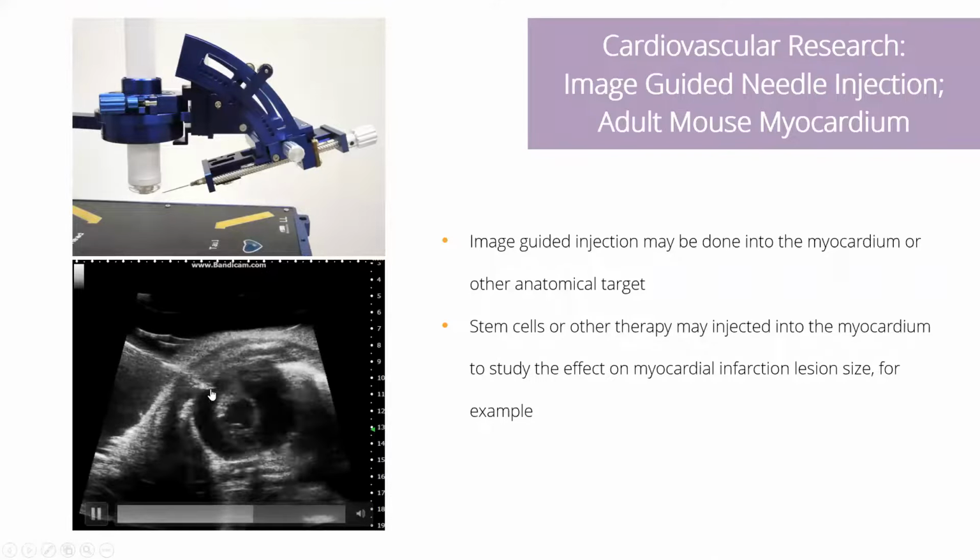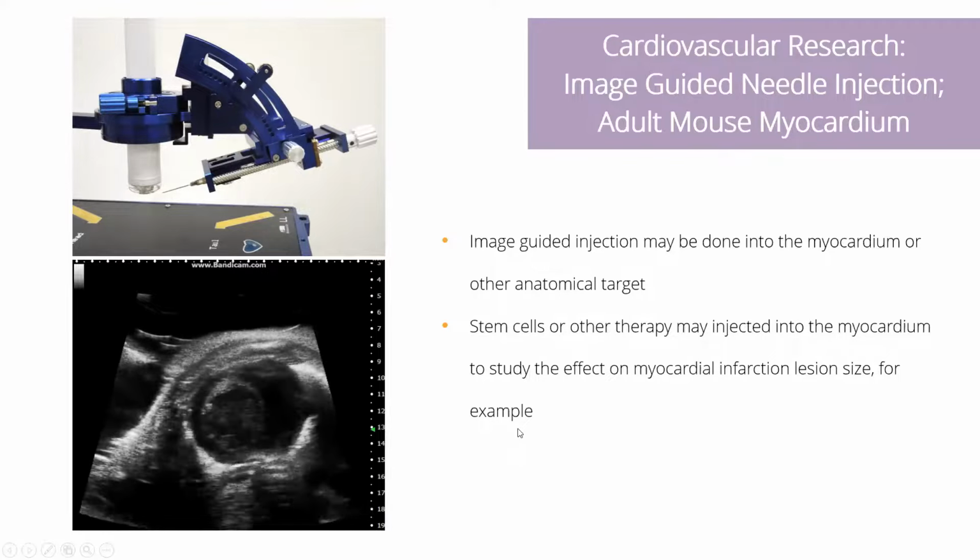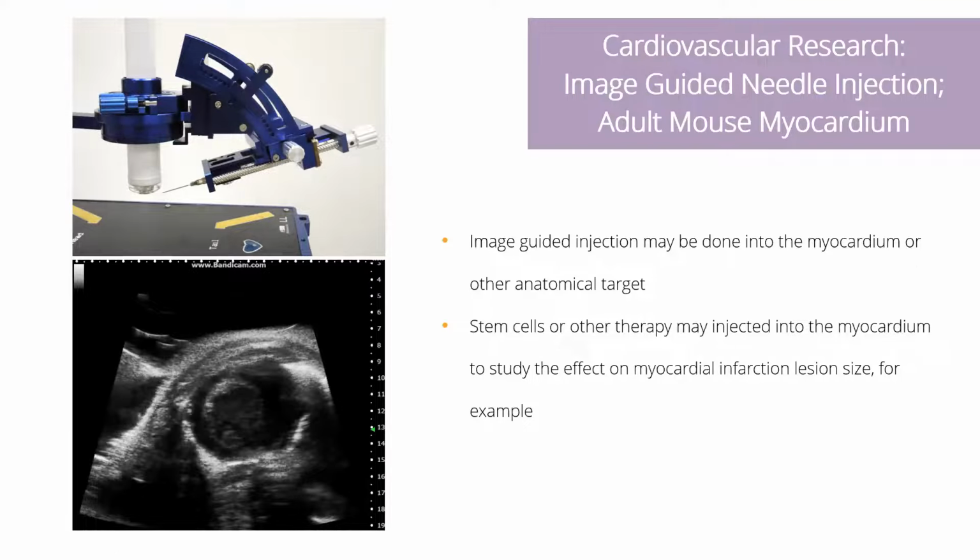into the proper place. If you wanted to know exactly where you injected, you could mix a little bit of contrast agent into whatever you're injecting, and you'd be able to visualize that very clearly on the screen and see exactly where you injected the material that you're delivering. For example, injecting stem cells into the border zone of an infarct to hopefully speed healing, as an example.